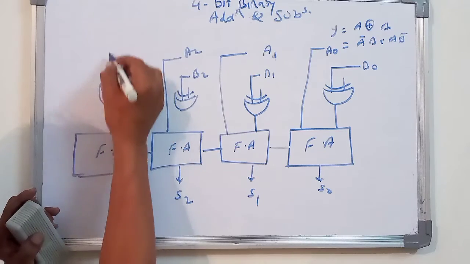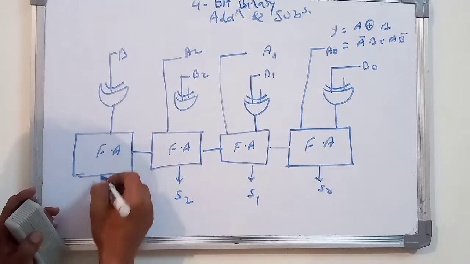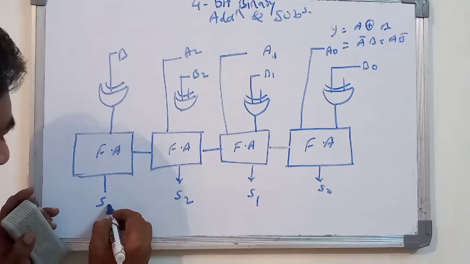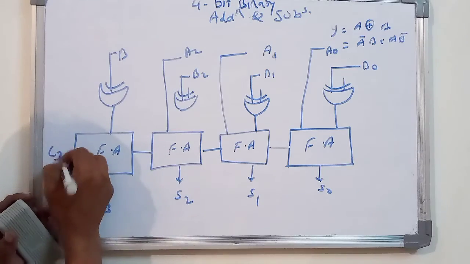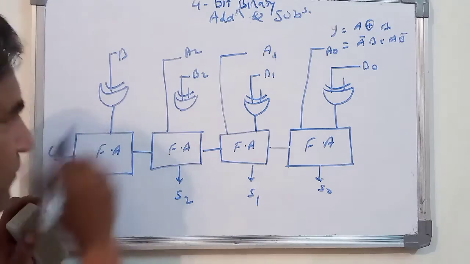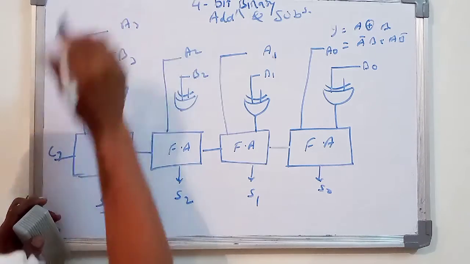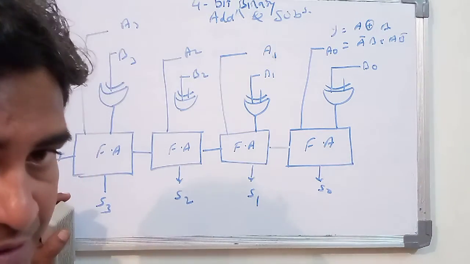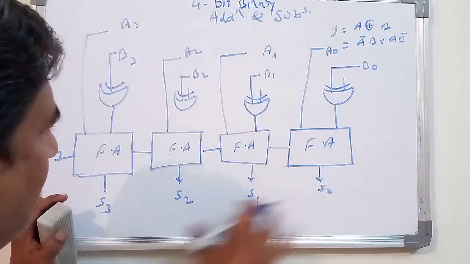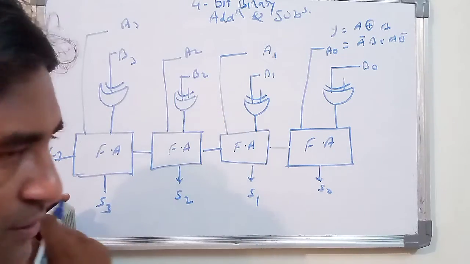The output with a carry, that is the sum S3. Here the carry will be generated at the end. The inputs are B3 and A3. Now, this occurs only for the addition.